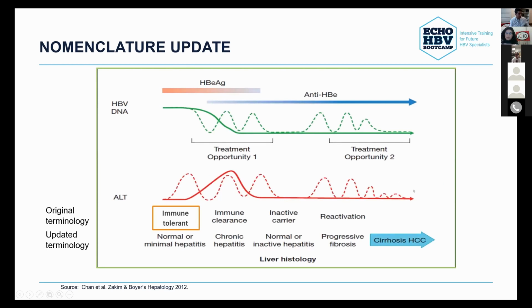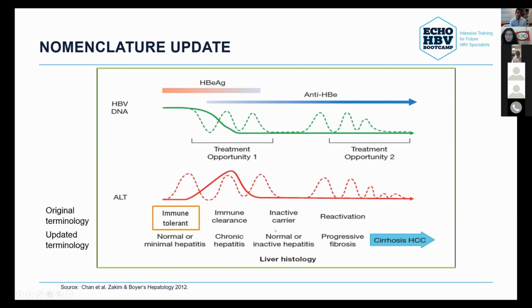So there has been a little update in the nomenclature. These are the old terminology, as you can see here: the immune tolerant, immune clearance, inactive carrier, and reactivation. Whereas now the updated terminology is immune tolerant stage. You basically call this normal or just an infection. Whereas if you see ALT which is up, it's called hepatitis.